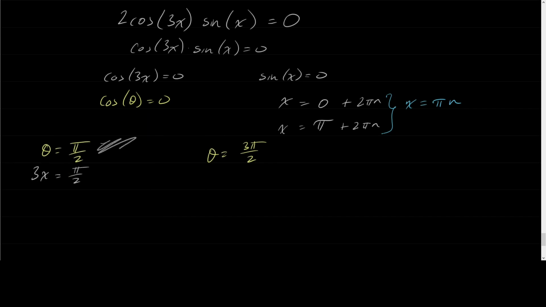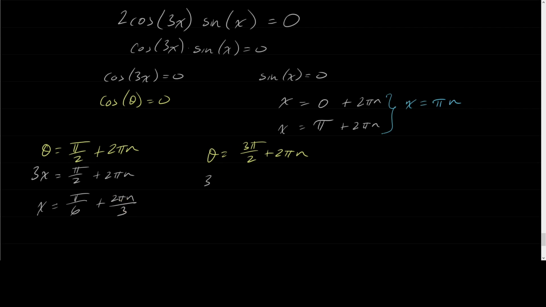Oh, look at this. I forgot something right here. I should be saying plus 2 pi n on these because the period of cosine is 2 pi. All right, so back to this. I end up with 3x instead of theta, right? Because we know the problem was not about theta. 3x is equal to pi over 2 plus 2 pi n, giving me that x is really equal to pi over 6 plus 2 pi n over 3.